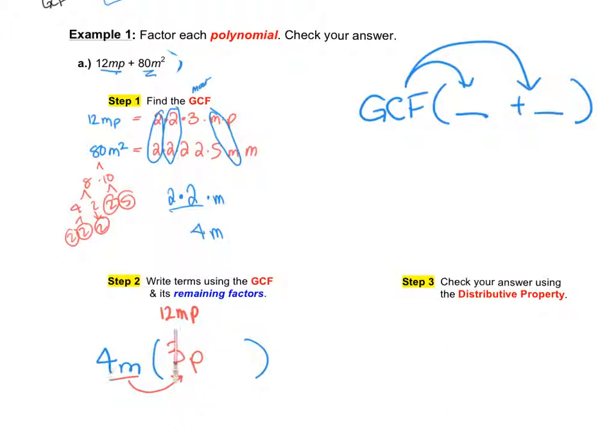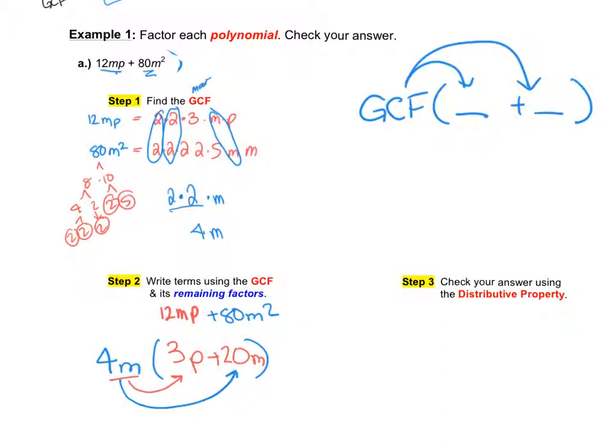12mp, okay? And then it's plus 80m squared. So 4 times what gave you 80? 20. And I have an m. What must I have here so that when I multiply this to this, I get 80m squared? And obviously there has to be another m so that when you multiply it gives you that.